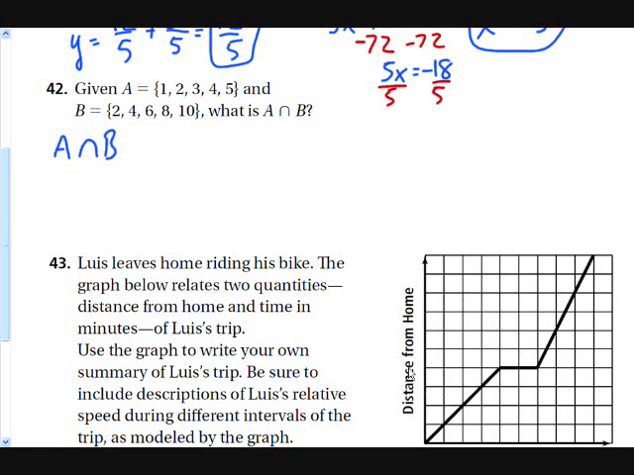So I just go right down through this set. It looks like they have a 2 in common. It looks like they have a 4 in common. And I don't see anything else. So that means that the intersection of this set would be the set that contains 2 and 4. And that's it. It's the intersection we're looking for, what they have in common.